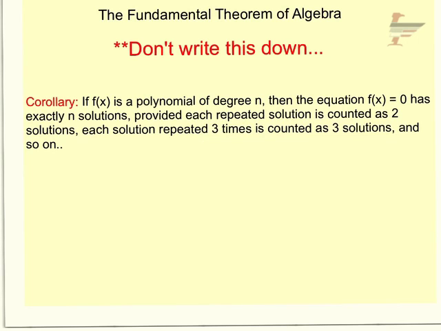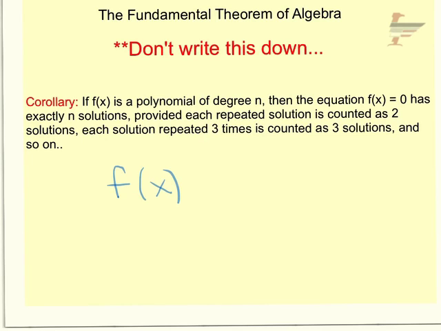And really, you don't need to write this down because it's much, much easier than it might look. So the corollary says if f of x is a polynomial of degree n, then the equation f of x equals 0 has exactly n solutions. I'm going to stop there and just give you an example.